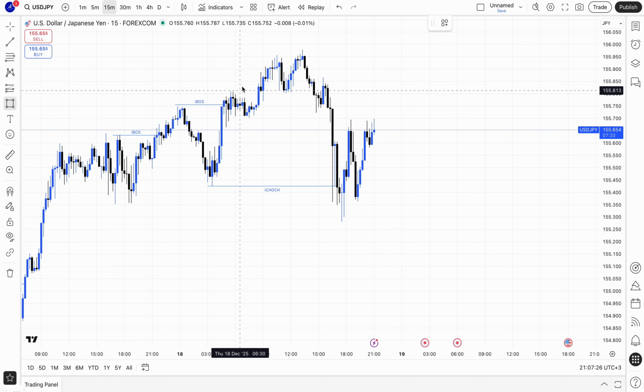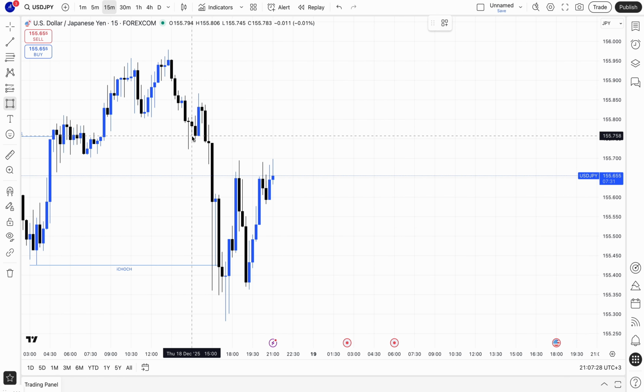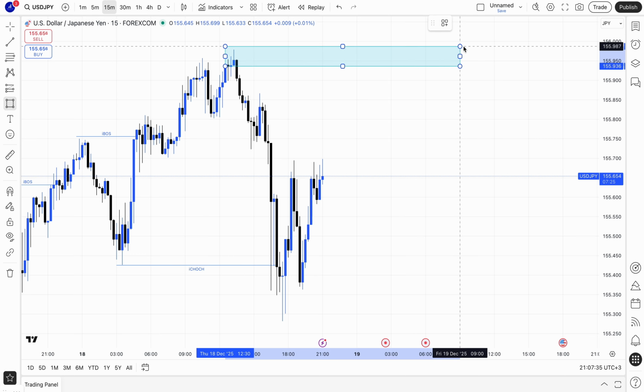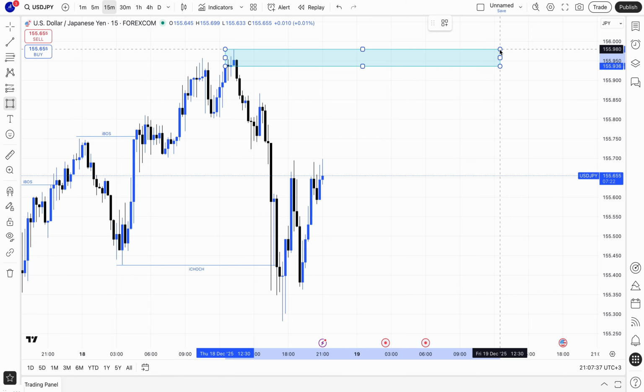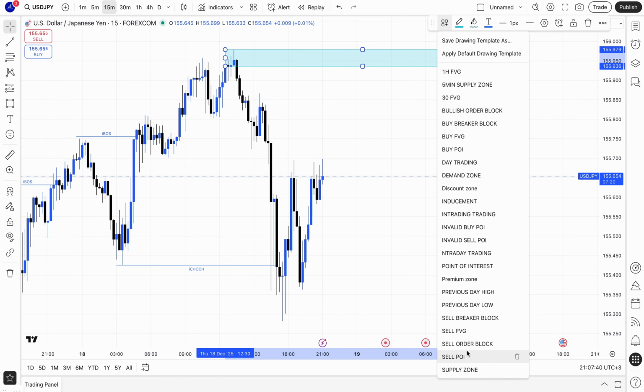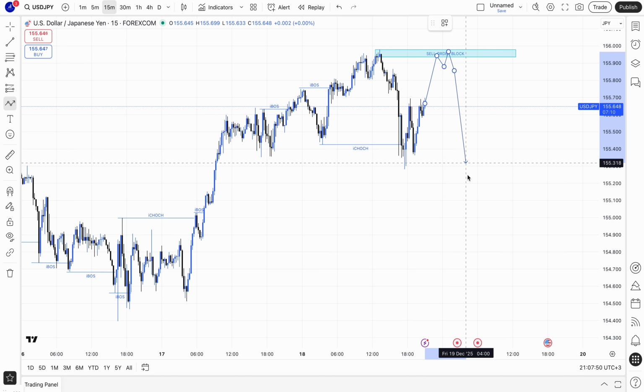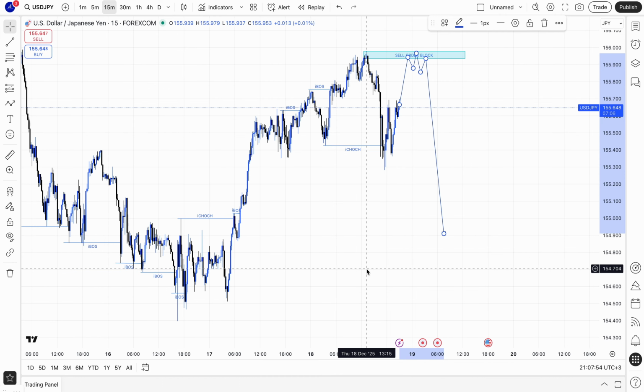So that means we have our first supply zone. It's already mitigated. Then you have this is the only supply zone you have here. Our sell order block. So we just have to be patient, wait for the price, come in here. If you get our sell confirmation, then you're going to continue selling to the downside. That's scenario number one.